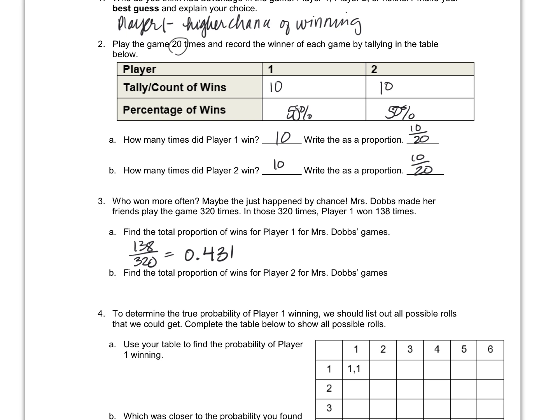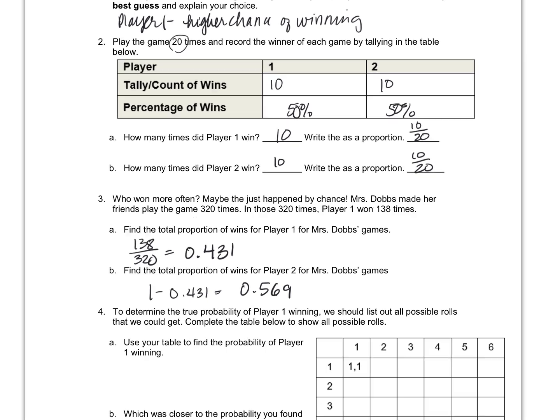So then how would I find the proportion of player wins for player two? 1 minus 0.431. Does that make sense to everybody? Why is that the way it works? 0.569 is what it is. Why does it work that way? You know this logically. They have to add up to 100%, right? And there's only 2 options, right? So logically, they have to add up to 1.